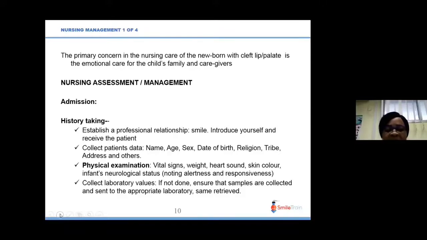You collect lab values. Under this, the lab would have been filled in the clinic. If they did not, you call their attention. They will do this sample collection. You submit and make sure you retrieve all.